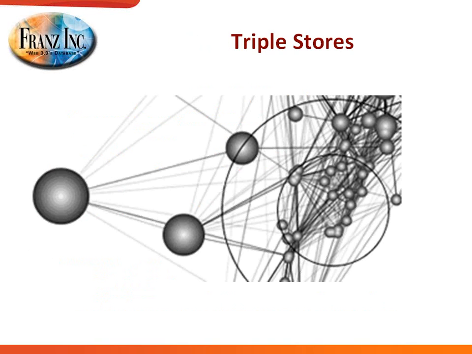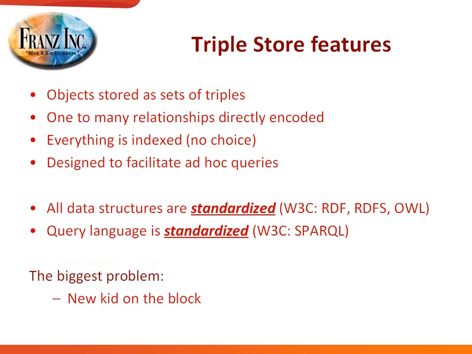And then triple stores. In triple stores, you store objects as sets of triples. One-to-many relationships are directly encoded. Everything is indexed, and you don't even have a choice because just everything is indexed, because you never know what you want to ask.